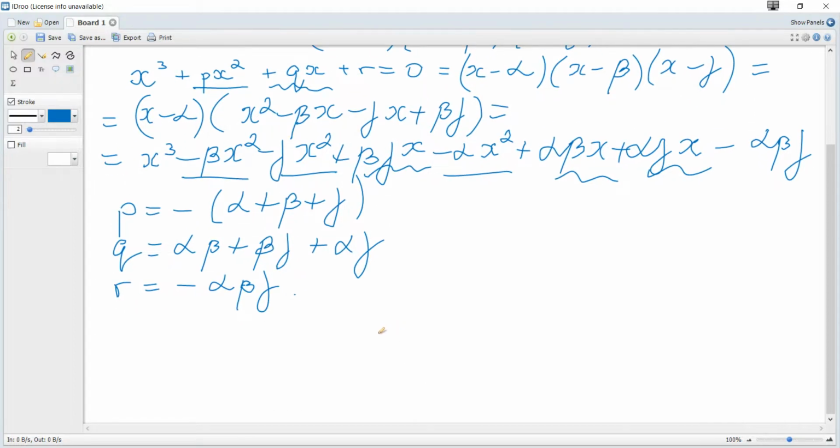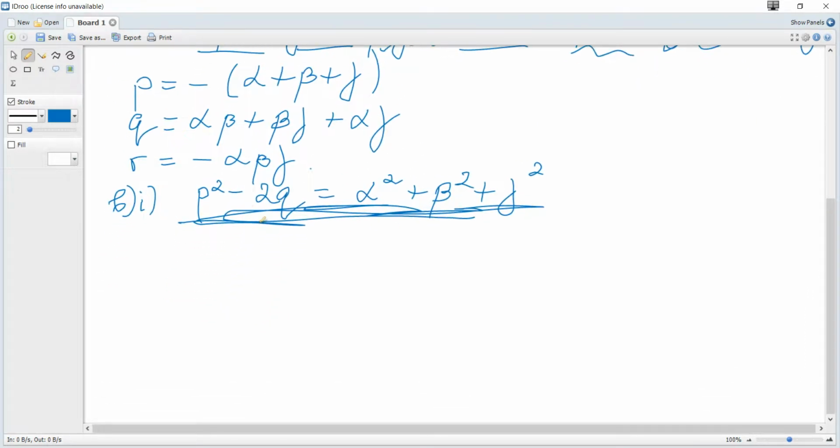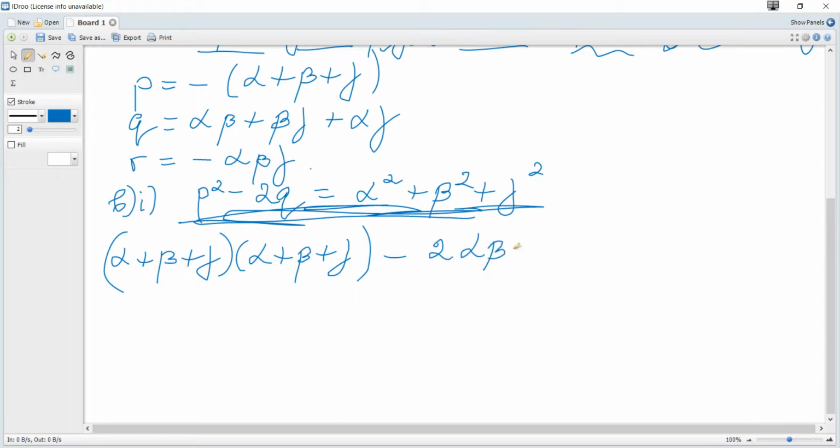The next, B i, show that p squared minus 2q is alpha squared plus beta squared plus gamma squared. 3 marks. Let's consider p squared minus 2q. So p squared becomes alpha plus beta plus gamma multiplied by alpha plus beta plus gamma, minus 2q. So it's minus 2 alpha beta minus 2 beta gamma minus 2 alpha gamma.